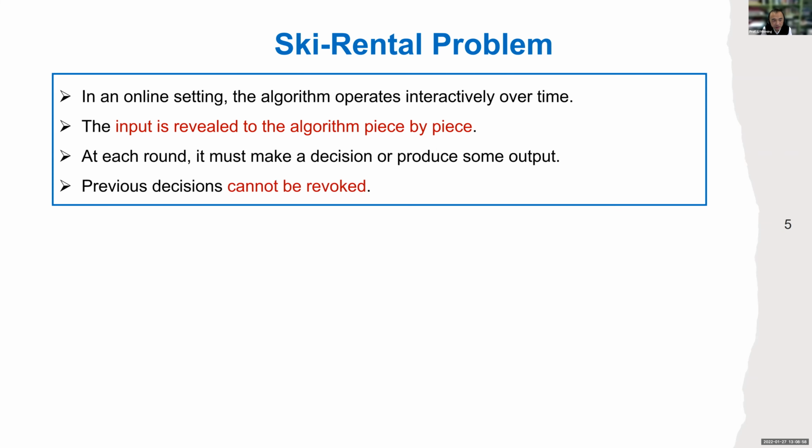And then the decisions you made earlier cannot be revoked. You cannot say, today I buy, and then tomorrow it seems that buying is not worth it because the season already ends. So can I say yesterday I do not buy, I rent?